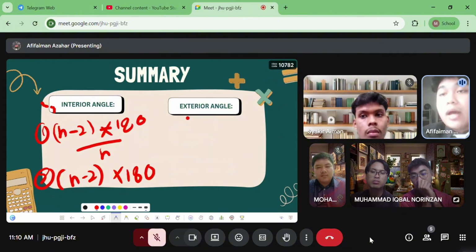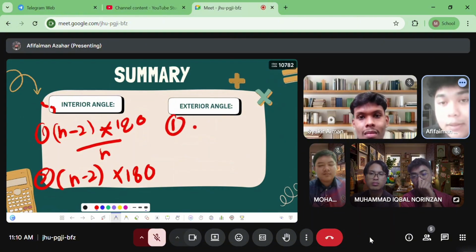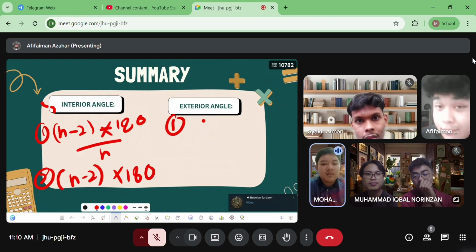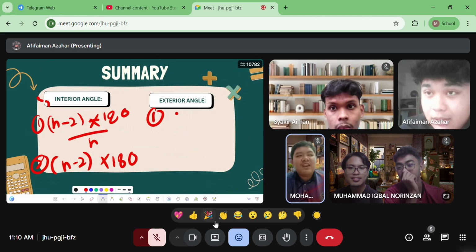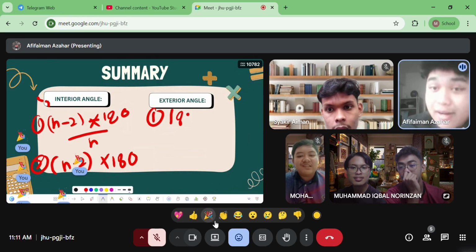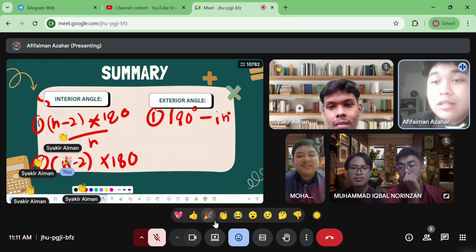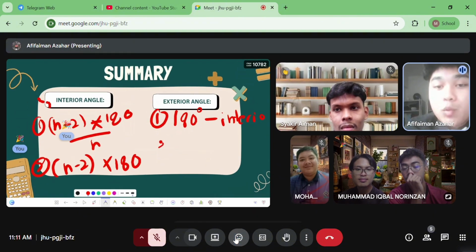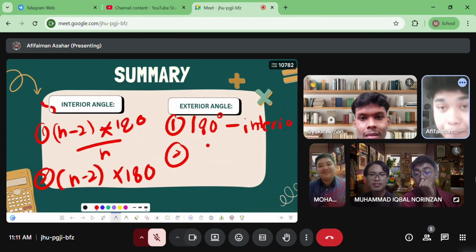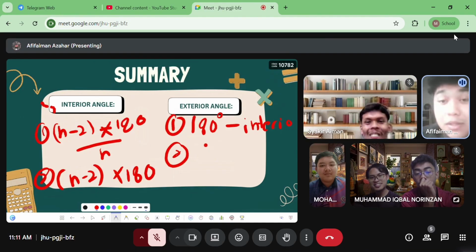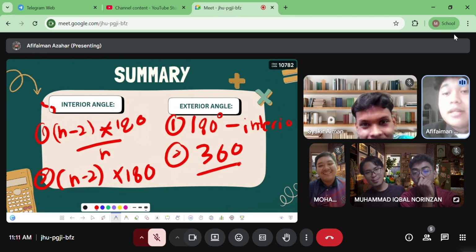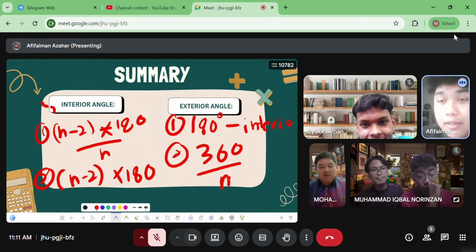Now the formulas for exterior angle. Harry, do you still remember? I think we can use 180 minus the interior angle, sir. Yes, correct. 180 minus interior angle. The other one, Shaki, do you still remember? I don't really remember, sir. You don't remember, or you don't pay attention to my class? The second formula is 360 divided by the number of sides.